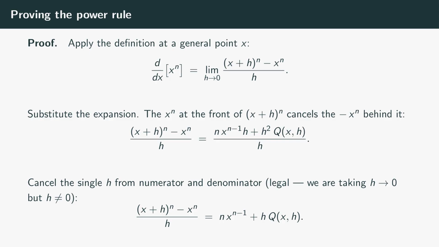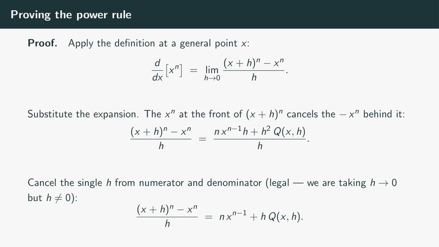Now run the definition. The derivative of x to the n is the limit, as h tends to 0, of x plus h to the n minus x to the n all over h. Substitute the binomial expansion into the numerator. The very first term of the expansion is x to the n, and there's a minus x to the n sitting right next to it in the difference quotient. Those two cancel exactly. That cancellation is what makes the whole rule work. Without it, we'd have a finite number on top divided by 0 on the bottom, and the limit would blow up. After the cancellation, the numerator is n times x to the n minus 1, times h, plus h squared times the polynomial q from the previous slide.